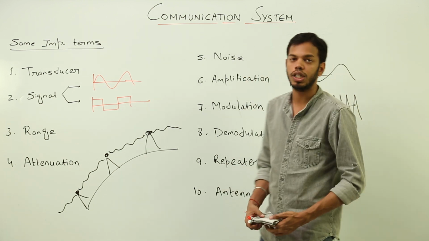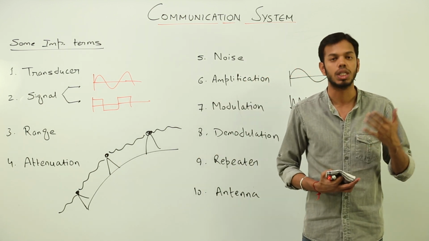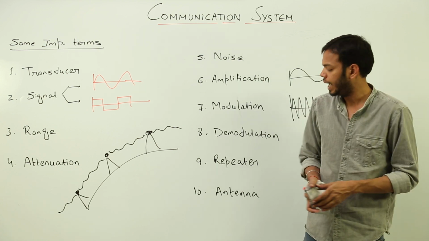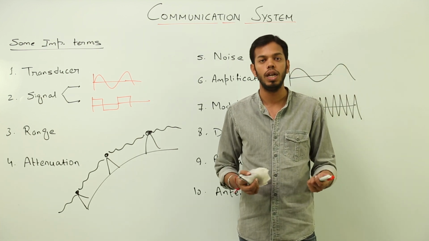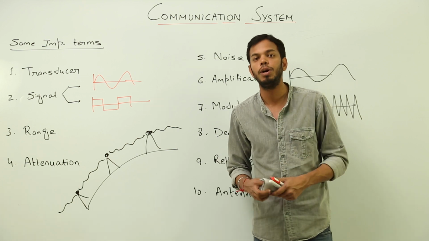Lastly, the antenna. What is an antenna? It is a device which is used to send or receive the signal. Antennas are of two types, dipole antenna and dish antenna. Let's study antennas in detail.